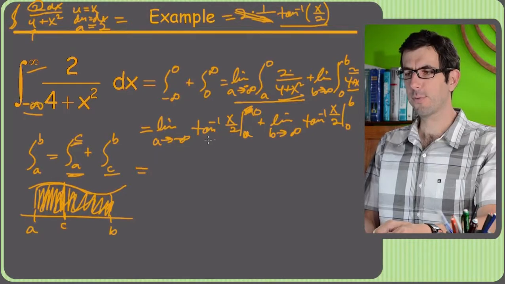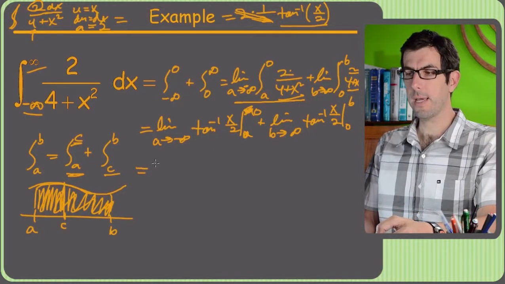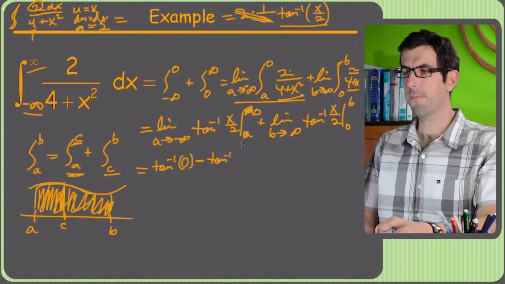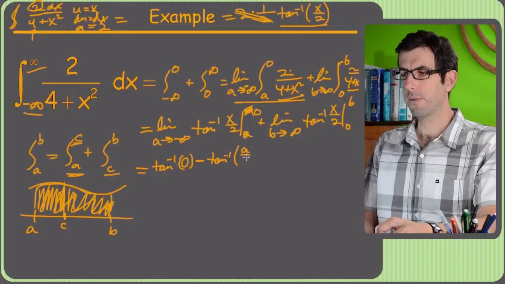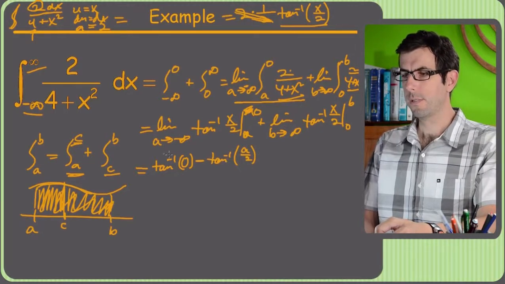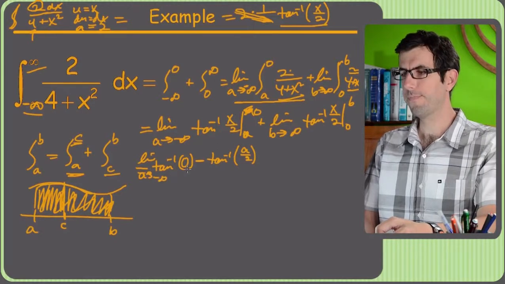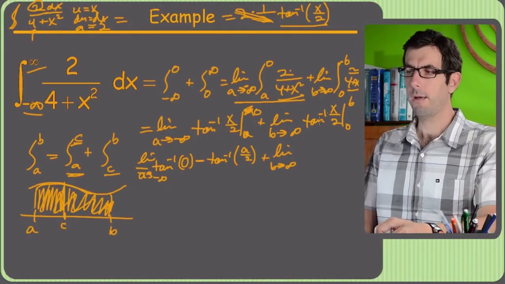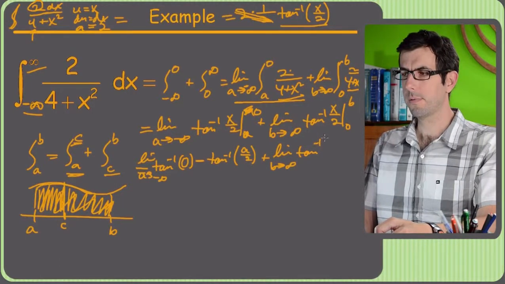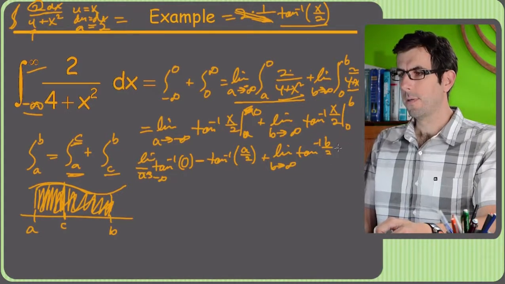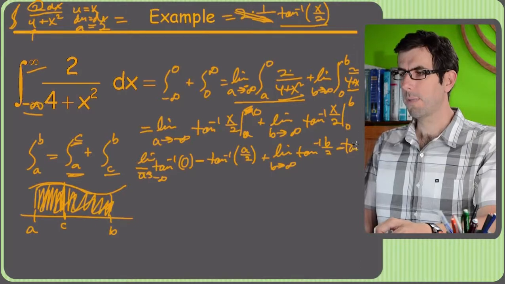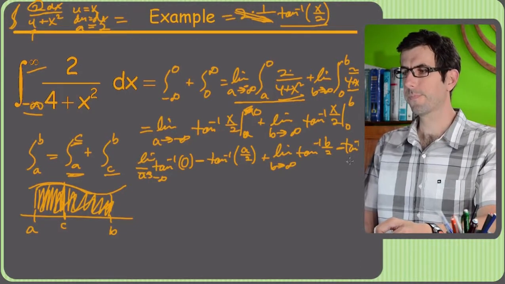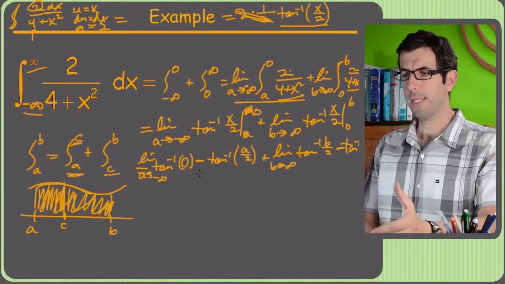So this first one, now I'm going to plug in the limits of integration. So I'm going to get tan minus 1 of 0 over 2 minus tan minus 1 of a over 2. This is still the limit as a approaches negative infinity. Then I've got to take the limit as b approaches positive infinity of plug in b, minus tan minus 1 of 0. All right. Horrible mess, but hopefully it's going to work out.